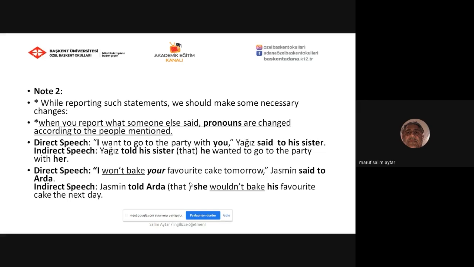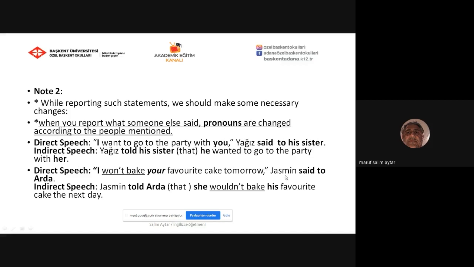Right. While reporting such statements, sentences, we should make some necessary changes at the same time. When you report what someone else said, pronouns, him, them, us, we, they, are changed according to the people mentioned. Let's study the example given to us. See what Yaz said to his sister. I want to go to the party with you, Yaz said to his sister. Yaz told his sister that he wanted to go to the party with her, not with anyone else.